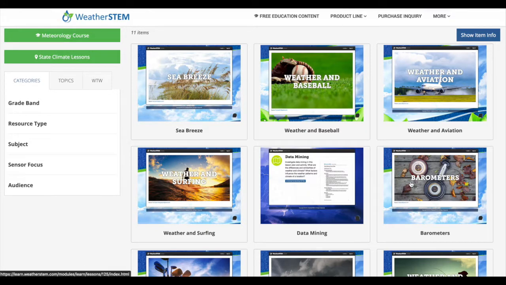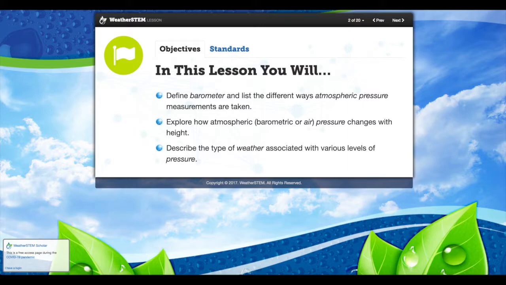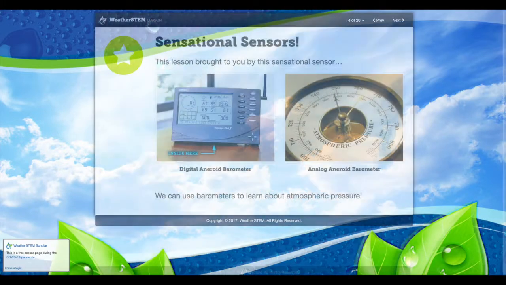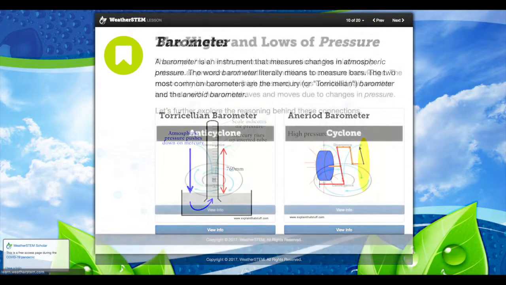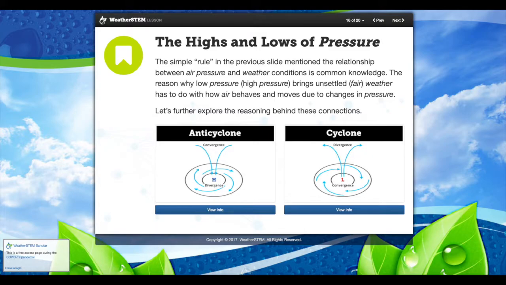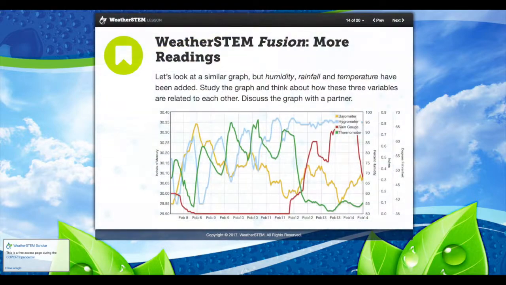Various lessons appear on the screen, including one on barometers, the instrument used to measure pressure. The lesson on barometers contains information on pressure, how it's measured, and key points about high and low pressure systems. This lesson also contains slides integrated with pressure, temperature, humidity, and precipitation data from a local WeatherSTEM station. The standard also addresses how sudden changes in weather can result when different air masses collide.